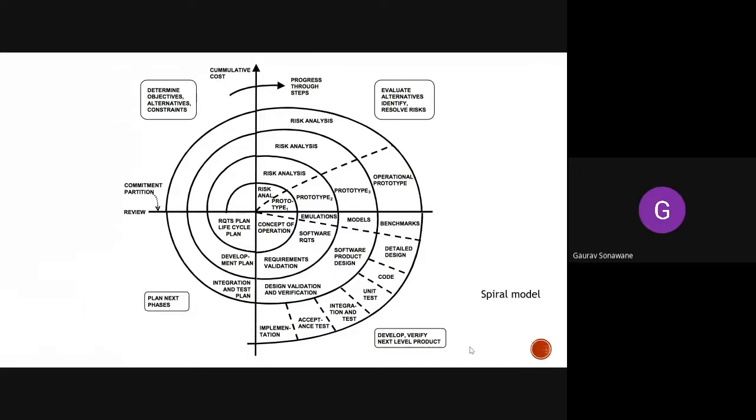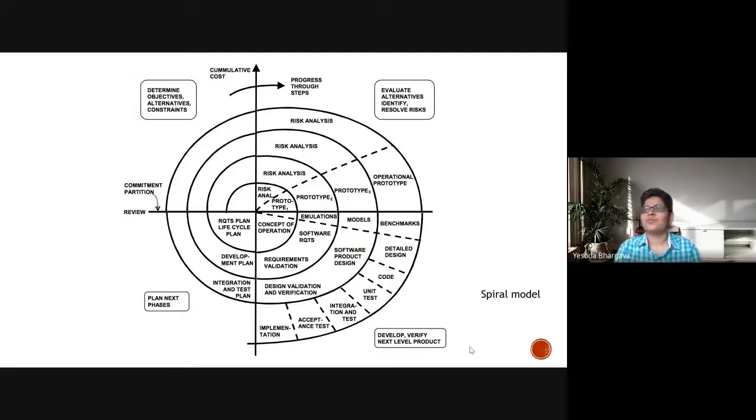Yes, ma'am. Okay. So last time we talked about the importance of the spiral model and how it flows from the shortcomings of the waterfall model. So this diagram basically shows and describes how a spiral model looks like and functions.